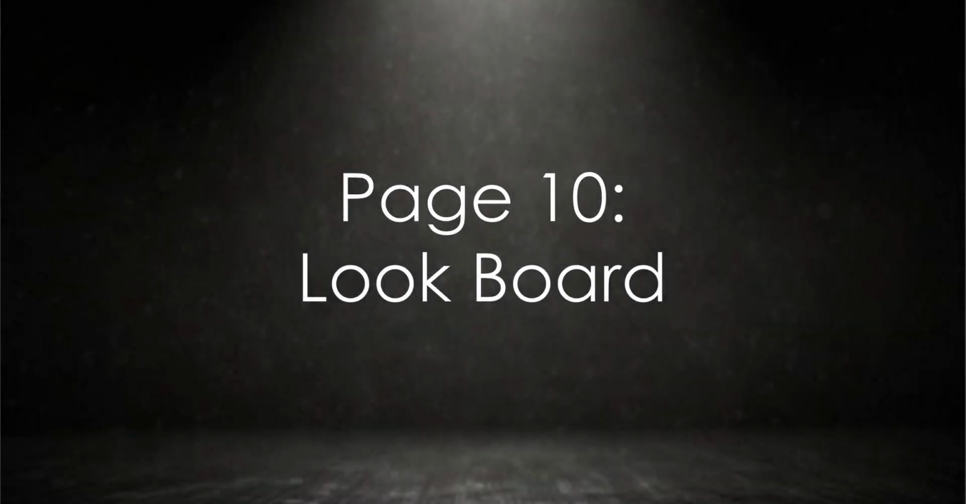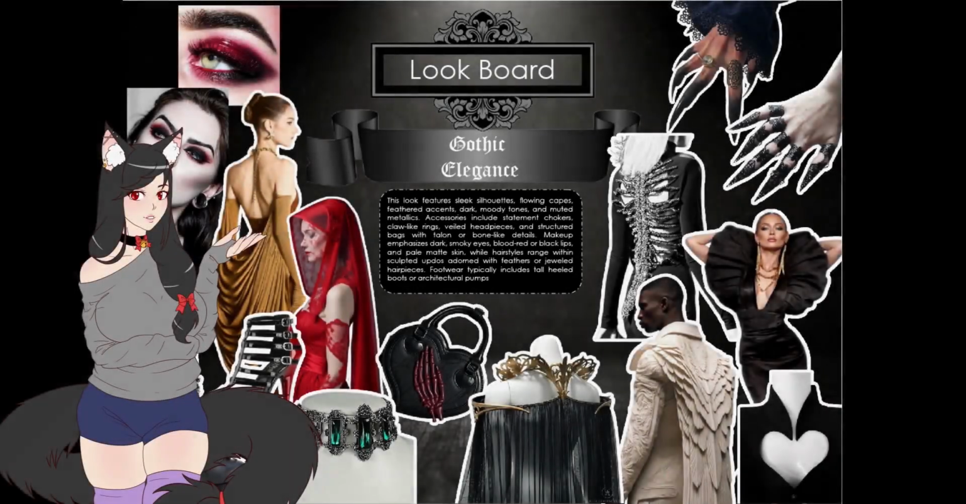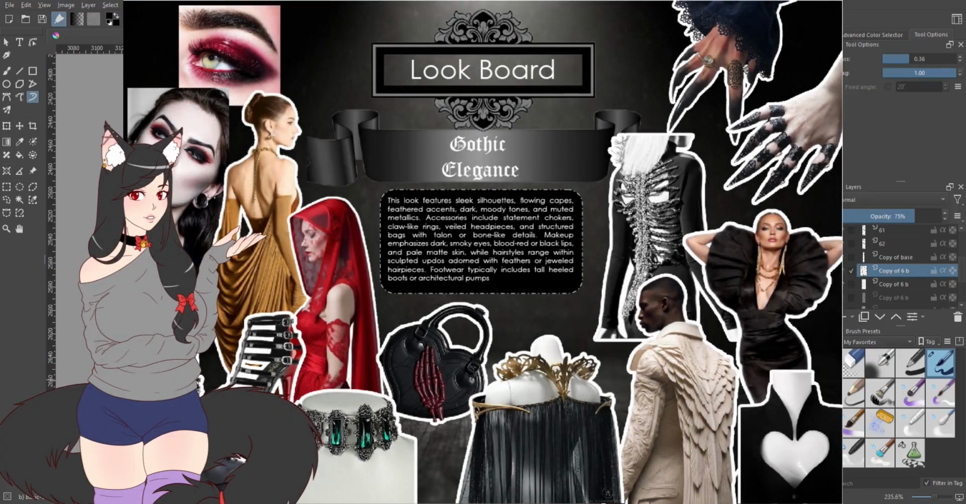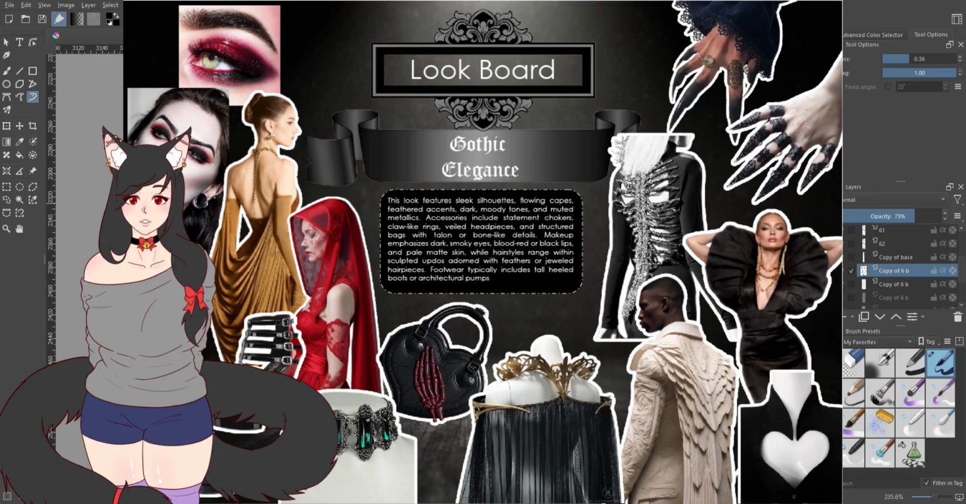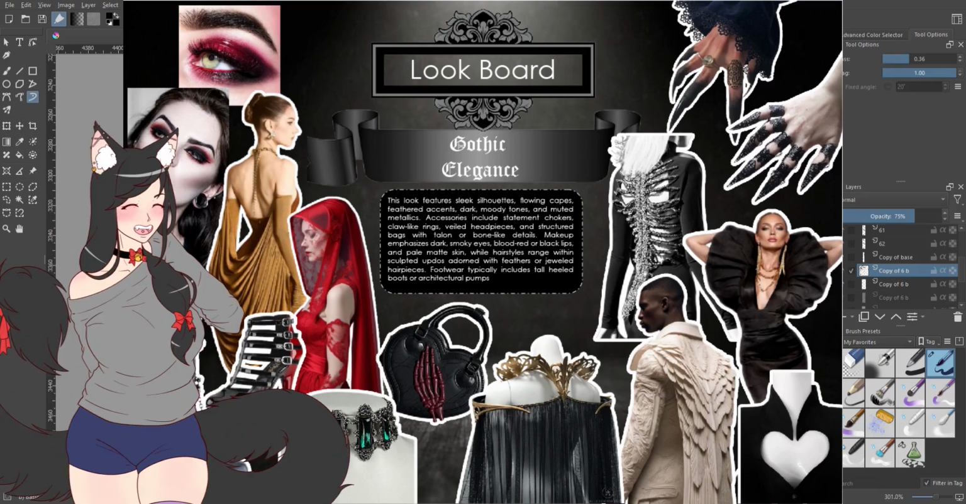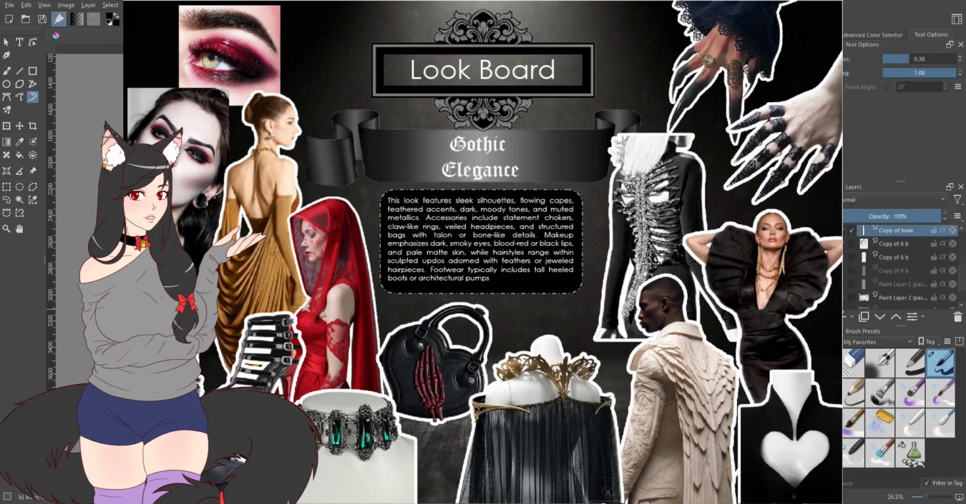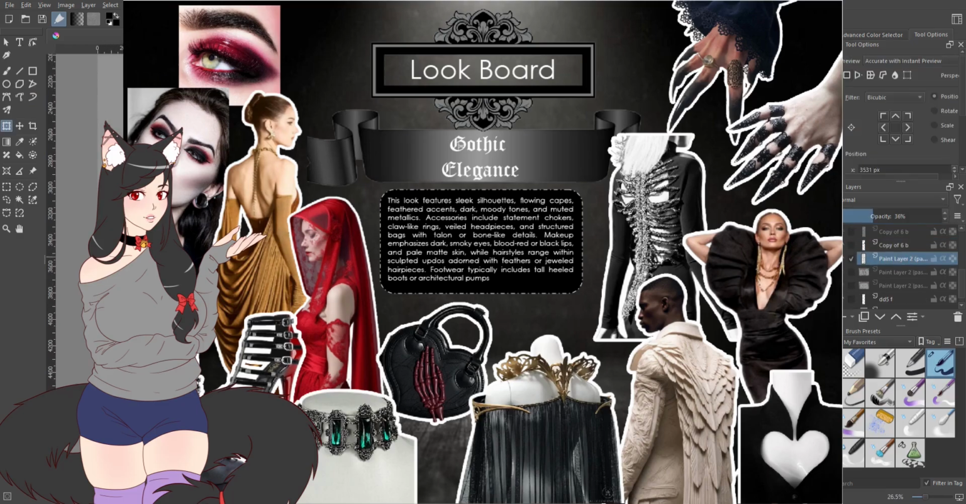Page 10, Look Board. Here you can construct the overall look of your collection. So not just clothes, but hair, makeup, accessories like shoes, bags, jewelry, and so much more. As you know and can already tell, I'm a goth girly, and I have curated my look board to reflect a mental image of my final designs. I will say having a good idea on what your final range will look like is a big plus at this stage, since you can easily visualize what goes with your designs and what doesn't.